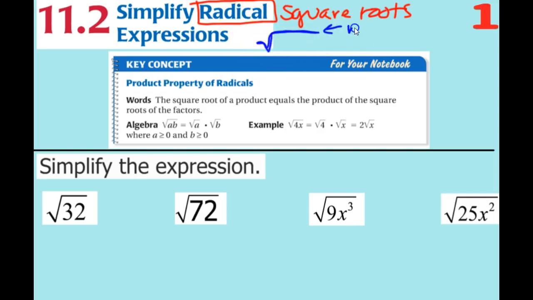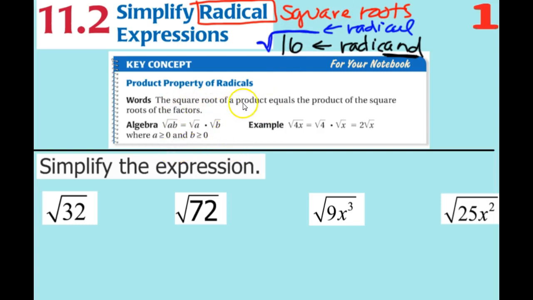So this symbol right here is called a radical. You can go surfing on here. Underneath, whatever number you have, let's say it's the number 16, that's what's called the radicand. So here's a radical, and here's what's inside. That's what those two terms mean, just so you know. Also known as a square root.